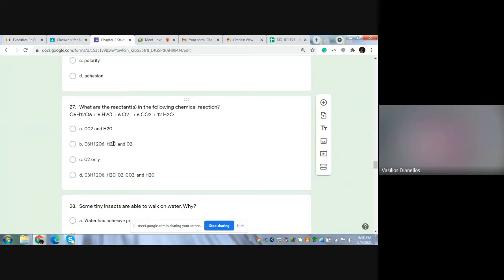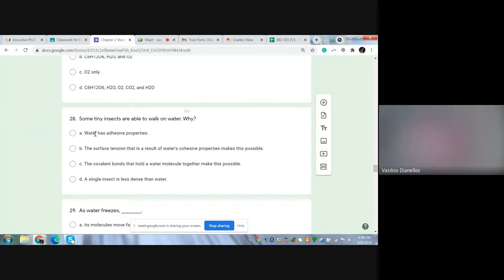So the answer is B. So you should know that for the exam, not those specific equations, but any equation you see, the reactants will be on the left and the products will be on the right. The arrow will always point away from the reactants and to the products. So any questions about number 27?